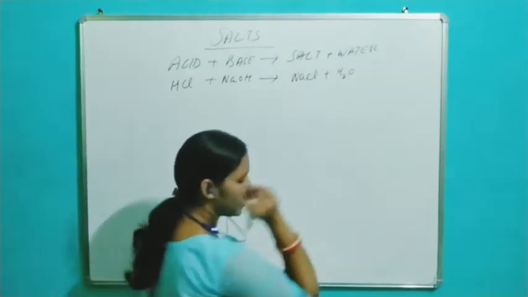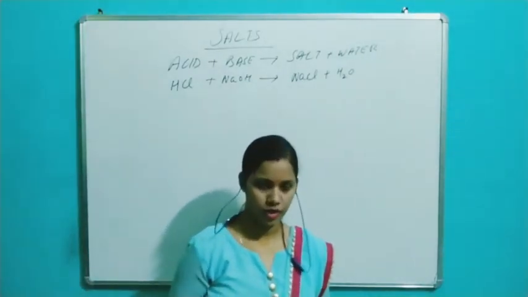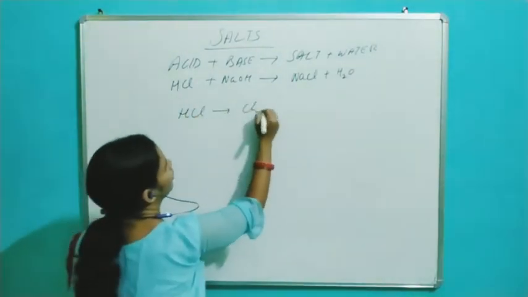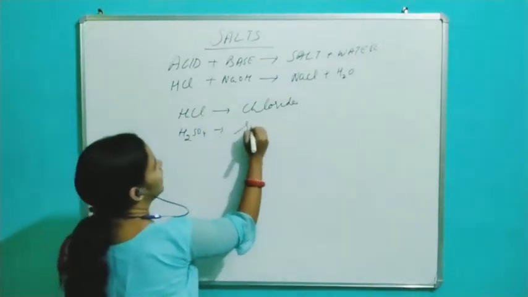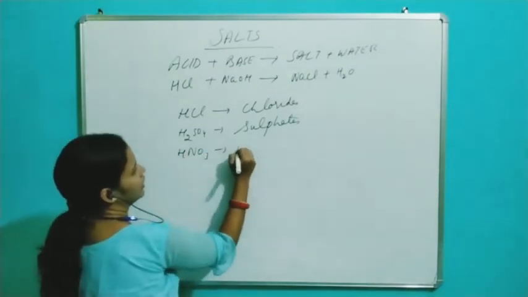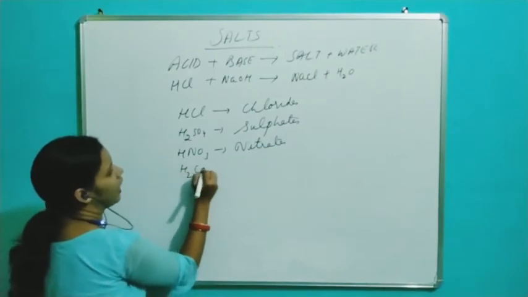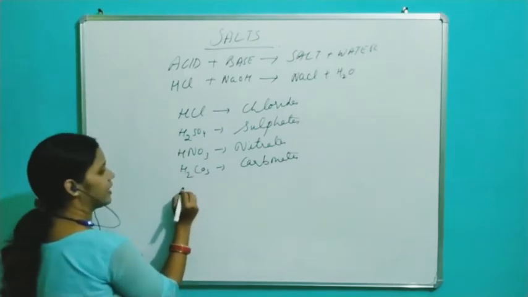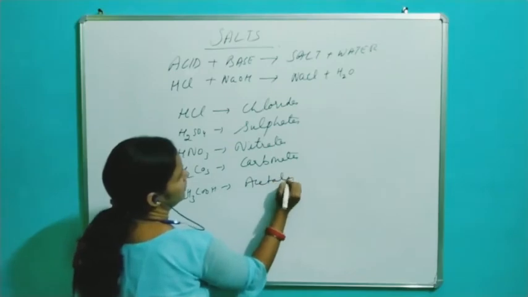Now, there are different families of salts. The salts which are produced from HCl are called chlorides. From sulfuric acid they are called sulfates. From nitric acid are the nitrates. From carbonic acid are called the carbonates, and from acetic acid are called the acetates.